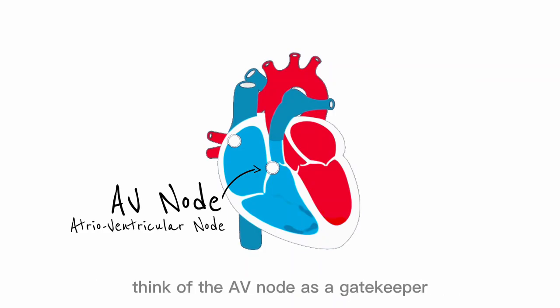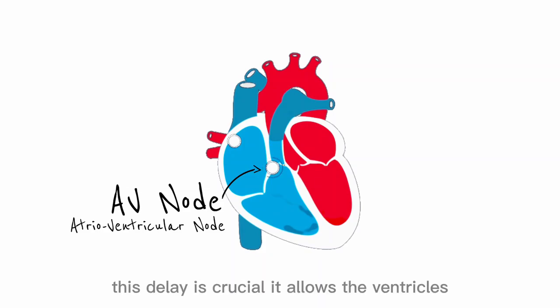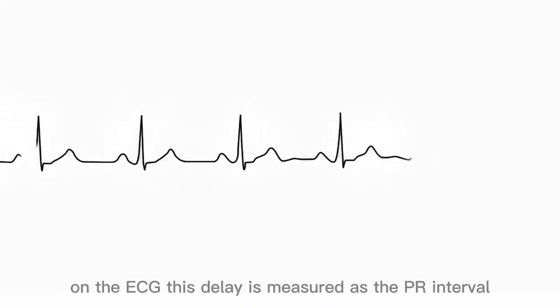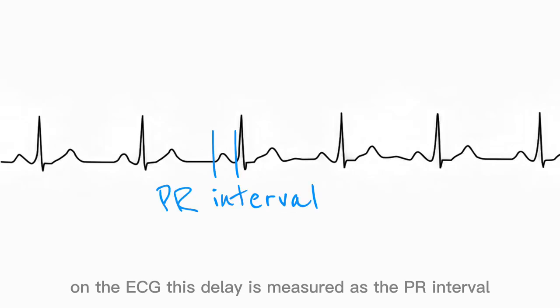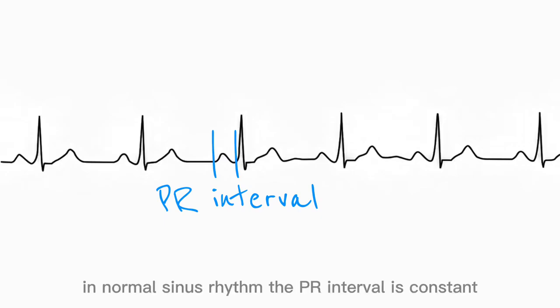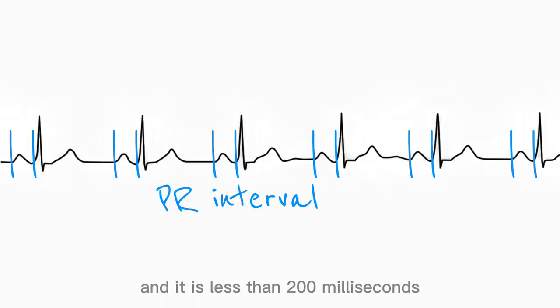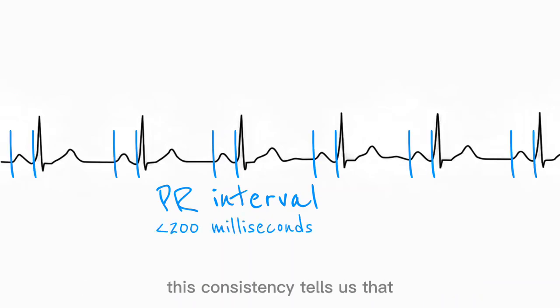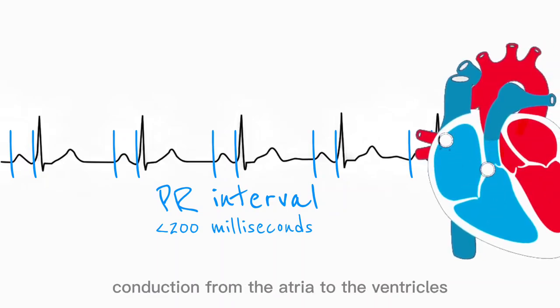Think of the AV node as a gatekeeper. Instead of allowing the impulse to rush straight into the ventricles, the AV node slows it down, just for a fraction of a second. This delay is crucial. It allows the ventricles time to fill completely with blood before they contract. On the ECG, this delay is measured as the PR interval, the time from the start of the P wave to the beginning of the QRS complex. In normal sinus rhythm, the PR interval is constant, and it is less than 200 milliseconds. This consistency tells us that conduction from the atria to the ventricles is happening normally, beat after beat.